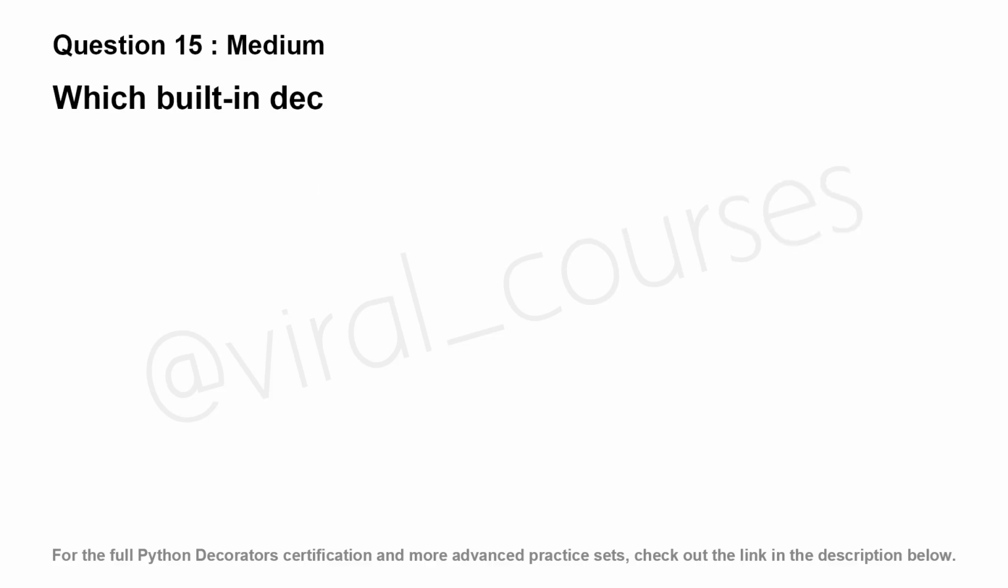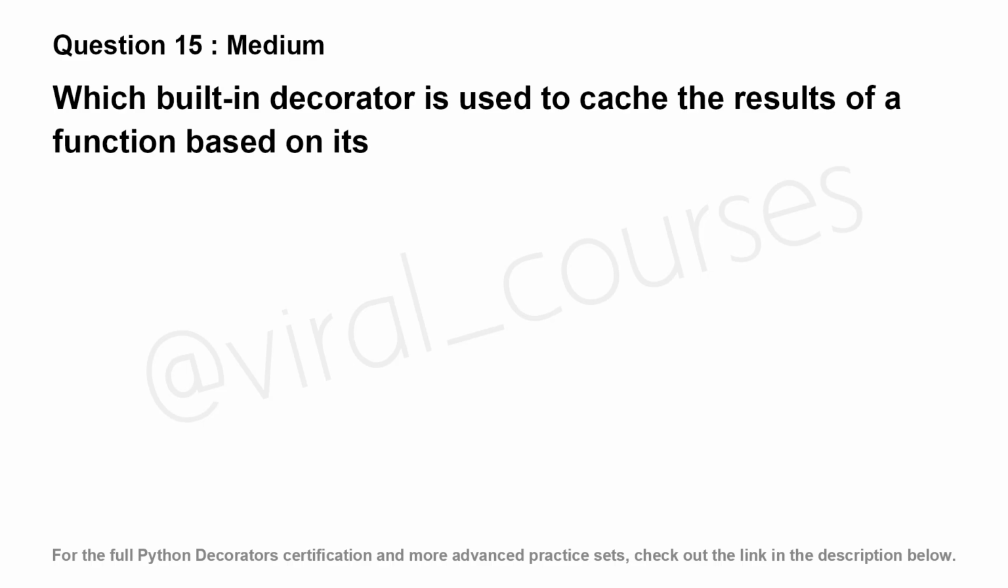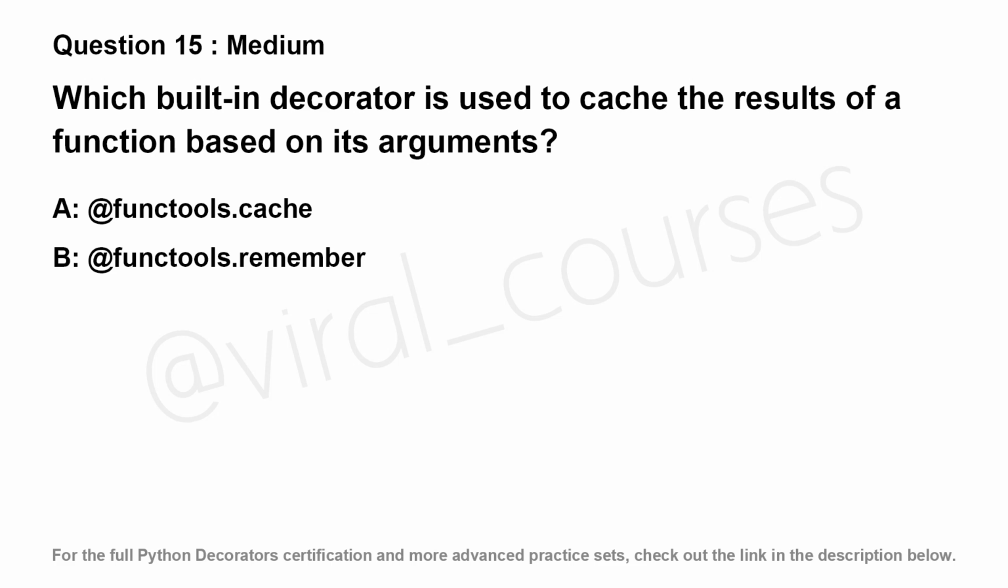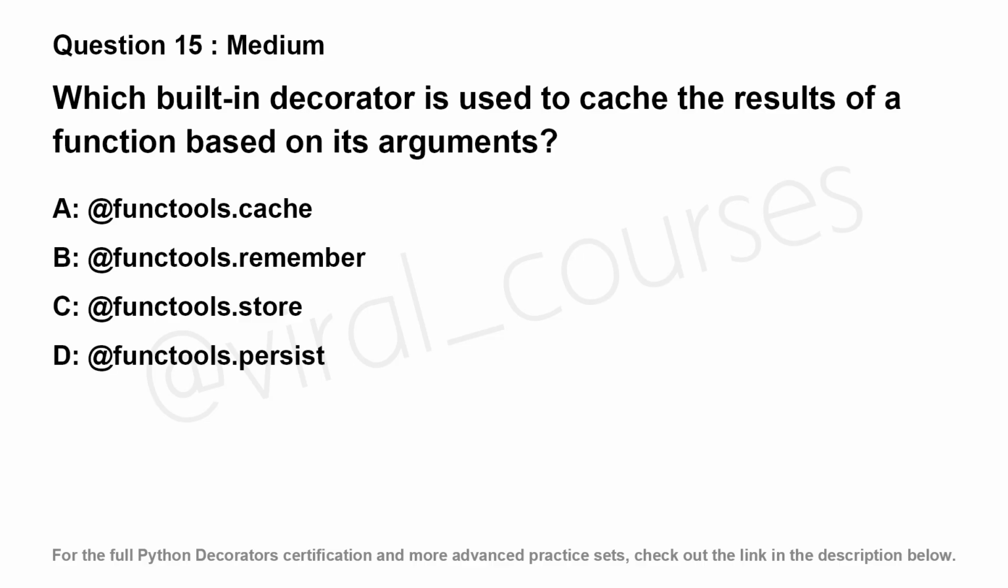Which built-in decorator is used to cache the results of a function based on its arguments? Option A, @functools.cache. Option B, @functools.remember. Option C, @functools.store. Option D, @functools.persist.